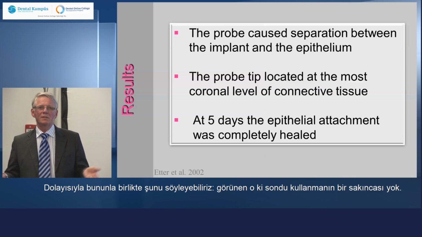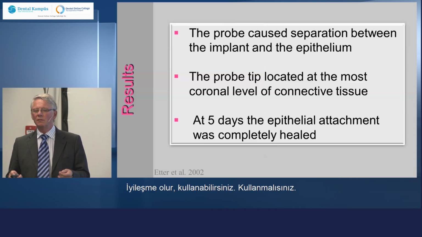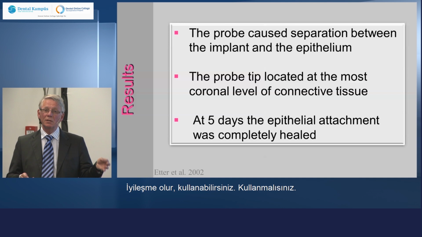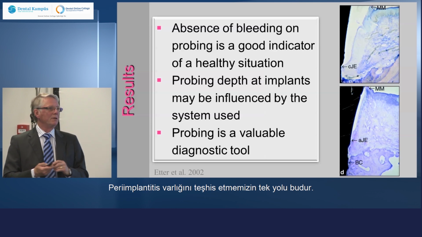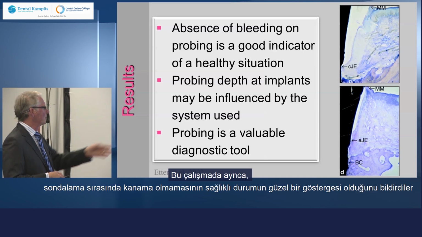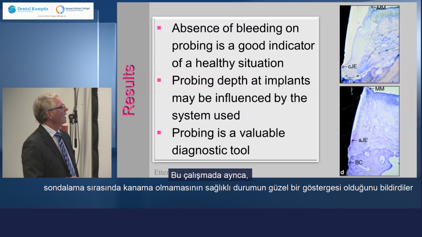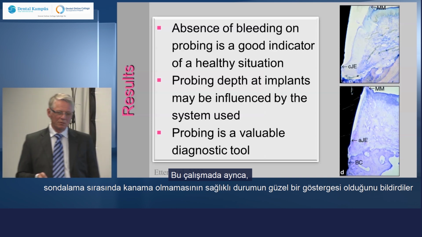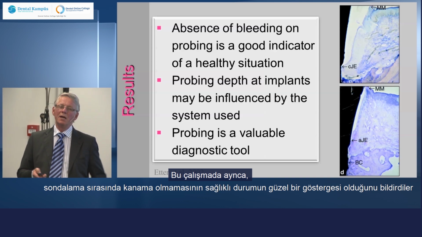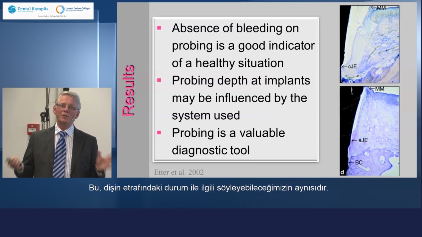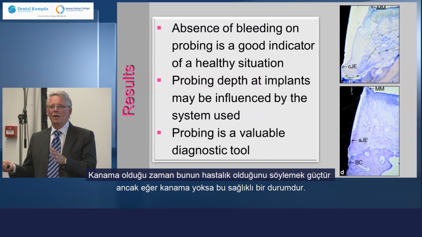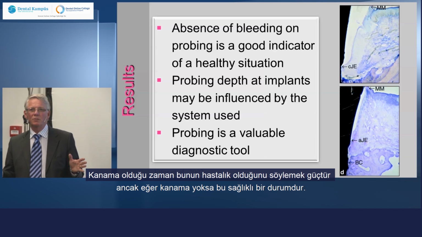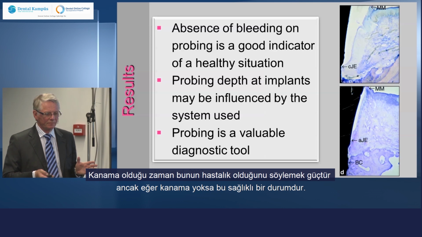So with this, we can say that it seems to be no problem to use the probe. It heals, you can use it, you should use it. This is the only way for us really to diagnose the presence of periimplantitis. They also, in this study, reported that absence of bleeding on probing was a good indicator of a healthy situation. And this is the same thing as we can say around teeth. It's difficult to say that it's really a disease when you have bleeding, but if you do not have bleeding, this is a healthy situation.